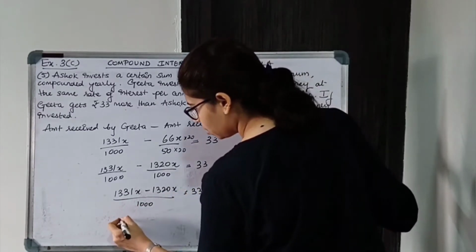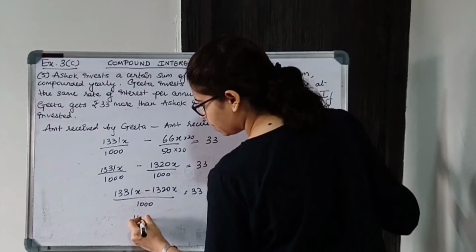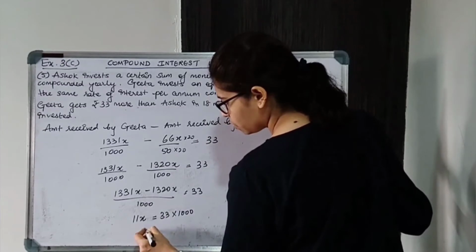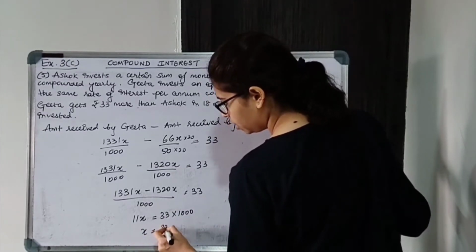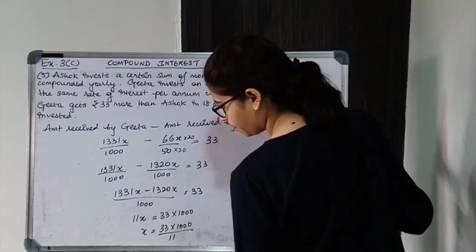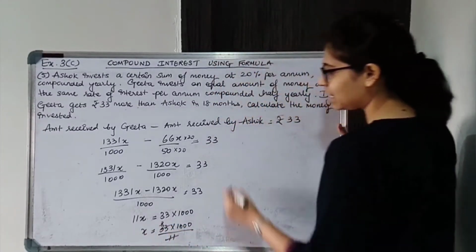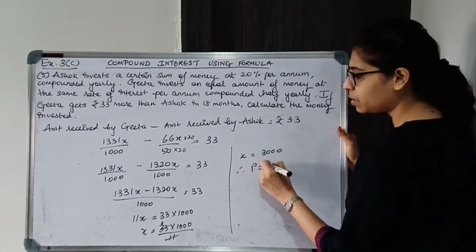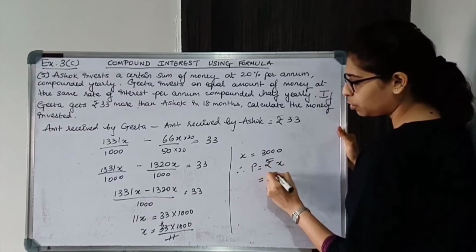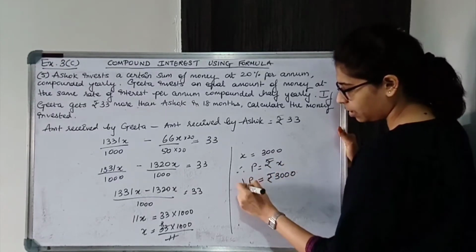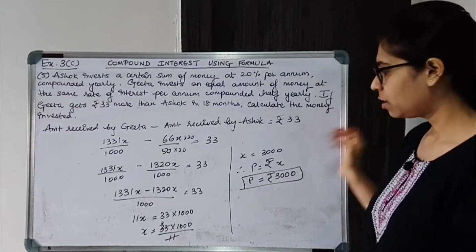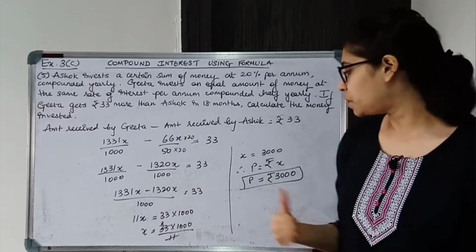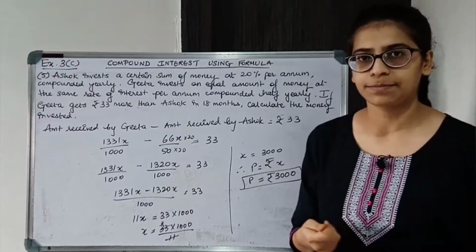So we get 1331 minus 1320 gives 11x is equal to 33 into 1000. Okay, so shifting 11, 33 into 1000 upon 11. So 11 3s are 33, so x is equal to 3000. Therefore principal is equal to 3000 rupees. Okay, so just add a final statement. The money invested is rupees 3000. Don't forget the rupee symbol.